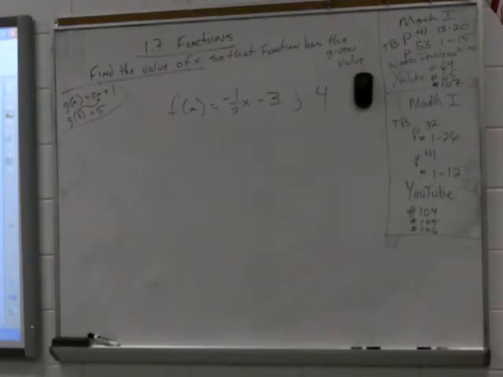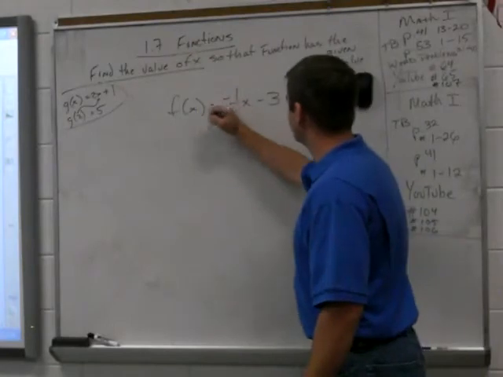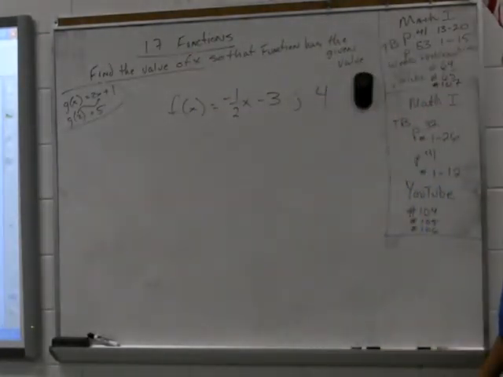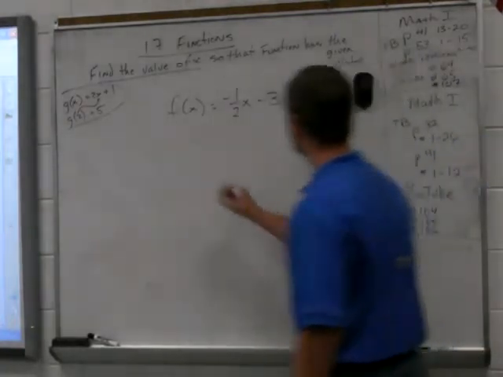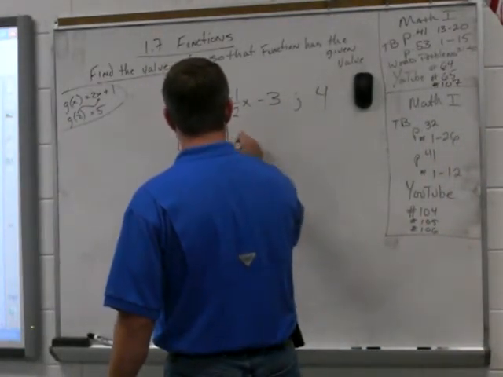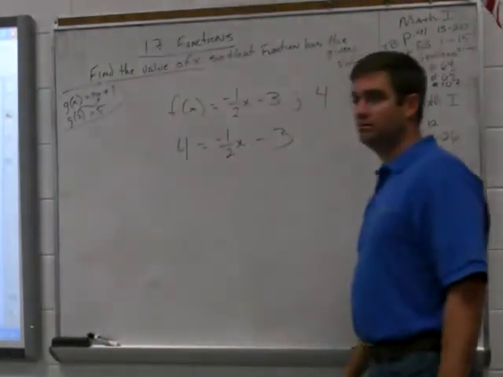What's your first step, Savannah? This is 1 over 2. First step. F of x. Exactly right. Replace f of x with positive 4. Now what do we do?